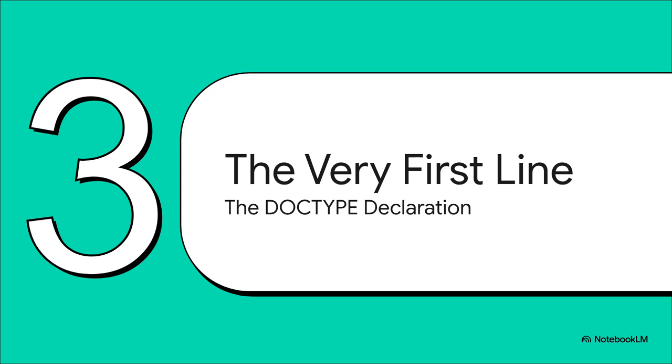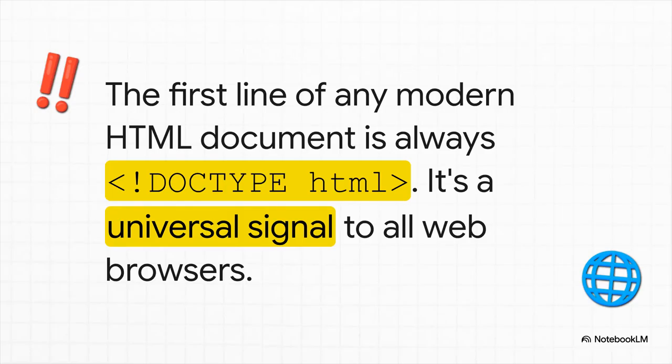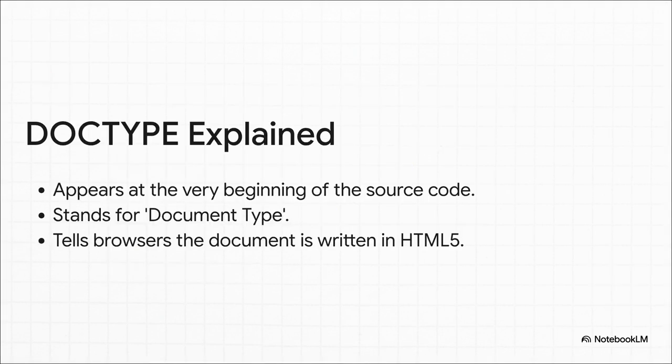Now let's zoom in on that very first step, because there's one line of code that is absolutely 100% non-negotiable. It has to be the very first thing a browser sees in every HTML file. And this is it, doctype HTML. Yeah, it looks simple, maybe a little weird with that exclamation point, right? But this one little line is a powerful, universal signal to every single web browser on the planet. So what's it telling the browser? Well, just like the name document type suggests, it's defining the type of document. More specifically, it's saying, hey browser, get ready. The file you're about to read is an HTML5 document, which is the modern standard for the entire web.